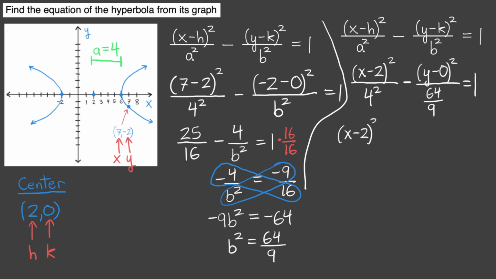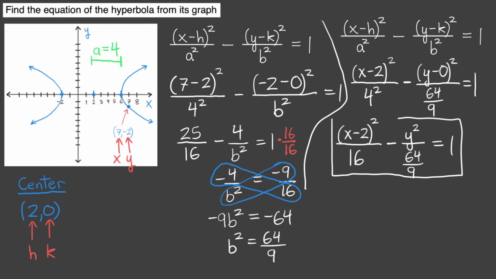So x minus 2 squared over 4 squared, which is 16, minus y minus 0, which is just y, squared over 64 over 9. And you could also rewrite this 64 over 9 by flipping the 9 up to the top, so it'd be 9y squared over 64. But this works too. All right, so here is our final answer for our hyperbola.